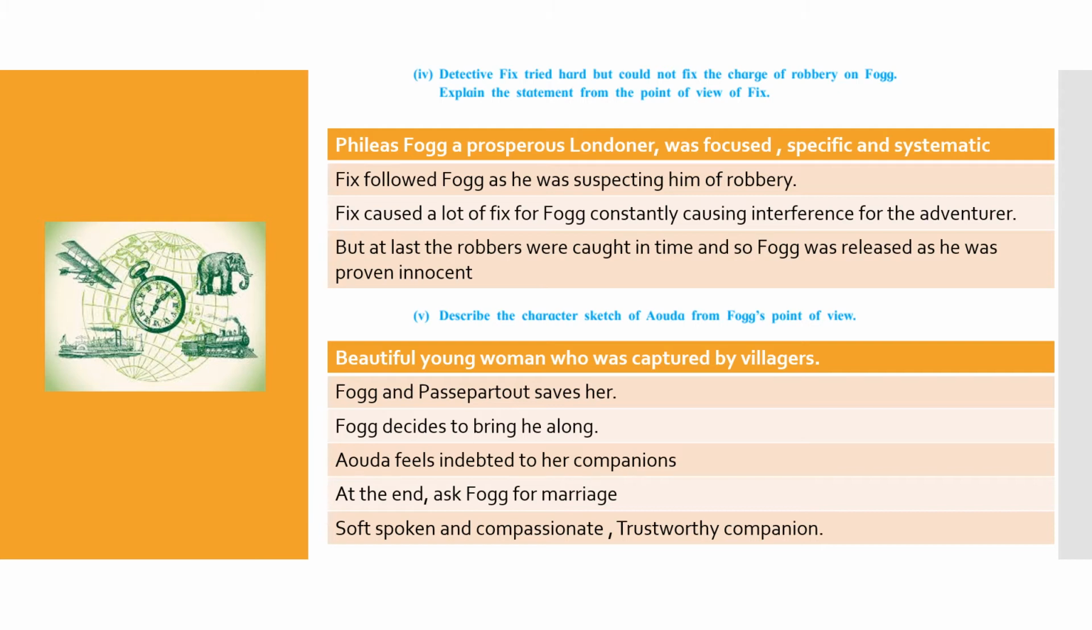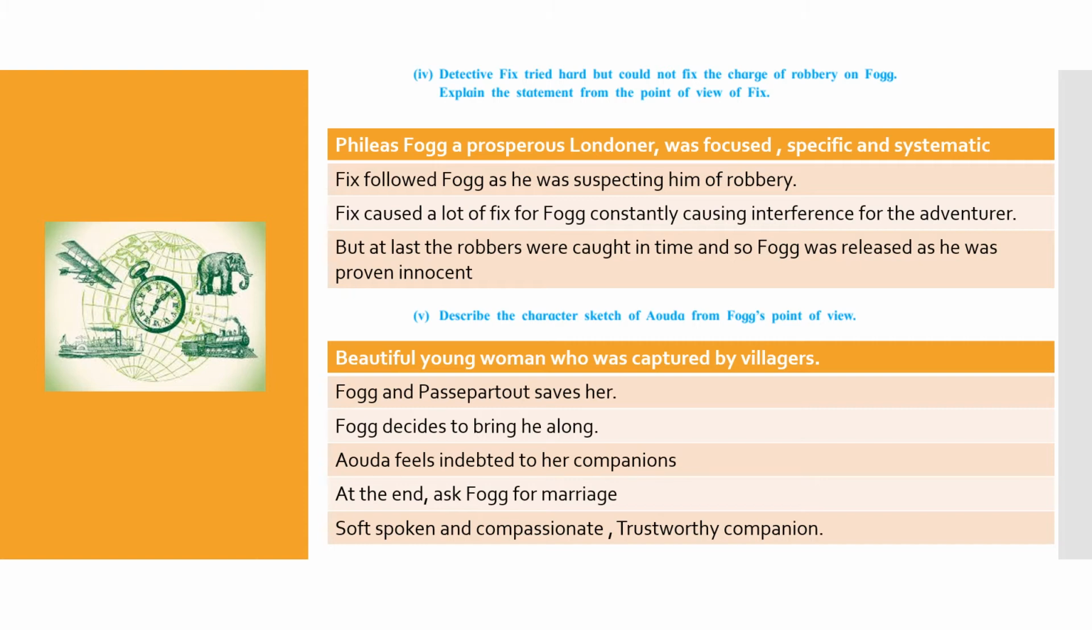but with every answer he became more convinced that it must be him. With Detective Fix, he was trying to remedy or fix the situation in catching the bank robbers and returning the money. He also created a lot of fix for Fogg as his constant interference caused issues for the adventure. In fact, one could even say he was trying to fix the situation as he wanted to bring Fogg back to London, warranting that he lost the bet. But unfortunately, the robbers were caught in time, and so Fogg was released as soon as he was proven innocent.